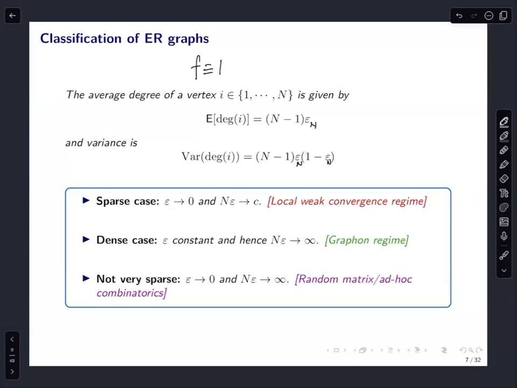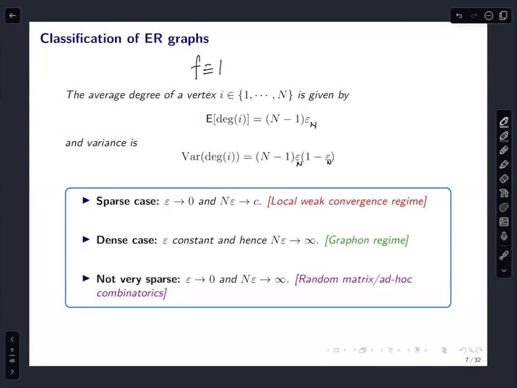One case is when epsilon goes to 0, but the average degree converges to some constant c. This is what I call the local weak convergence regime, in the sense that these graphs locally look like a tree in most of the cases. And there is a big machinery which was developed in the last 14 or 15 years, which could be used in studying the spectrum and other properties of these graphs.